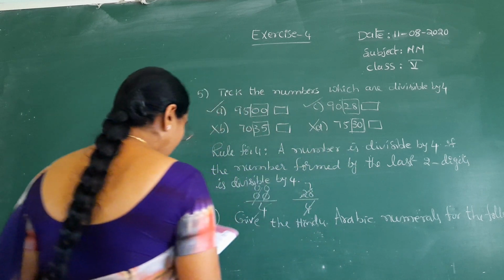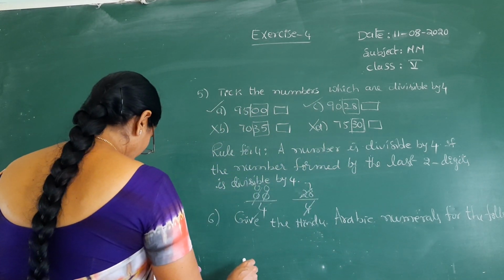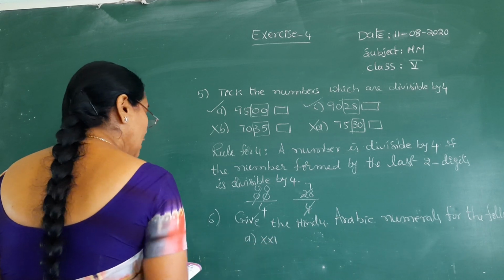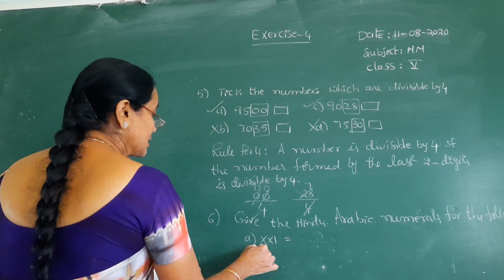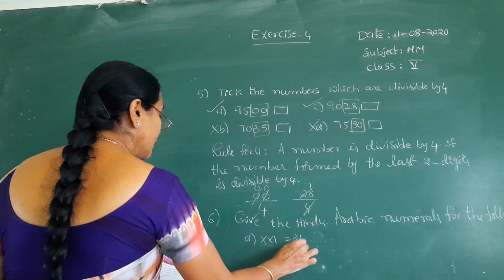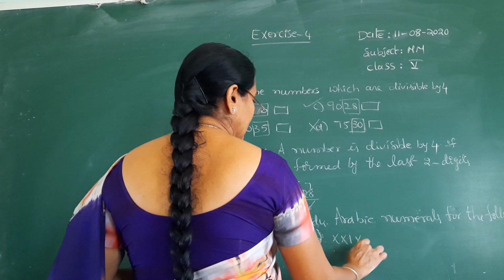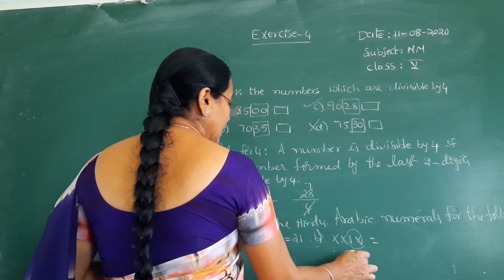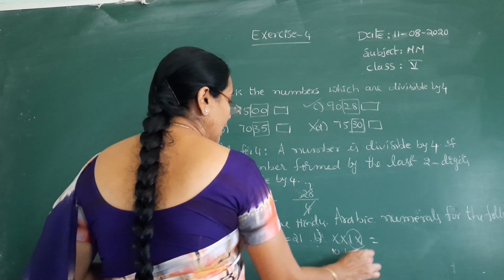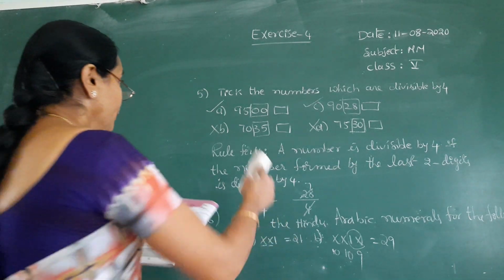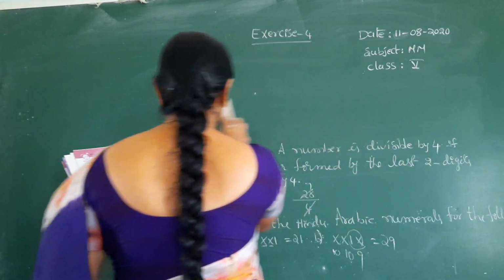They are asking to write the Hindu-Arabic numeral for these Roman numerals. Already you know how to write numerals. This is 10, 10 and 1. This is 21. See the next one. XIX, so IX means it is a 9, plus 10, 10. You have to add, that is 29. Okay, 29. Go for the next, 7th problem.